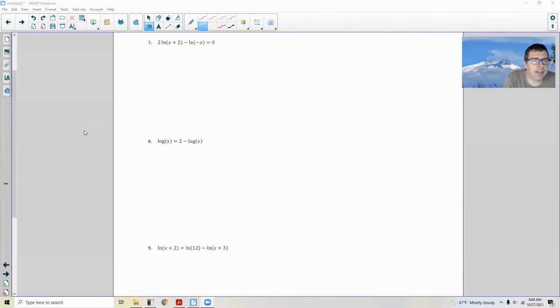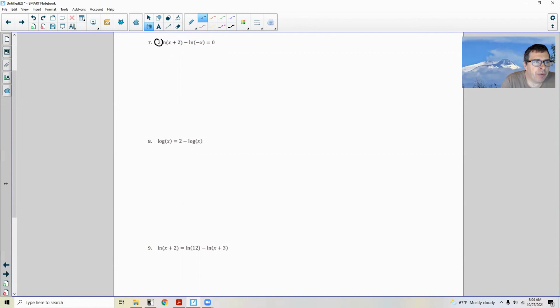Okay, exercise 7. Pause the video, see if you can do this, and then come back. So here we go. We need to be careful here. 2 ln of x plus 2, minus ln of negative x. Okay, so we have 2 ln here, we have 1 ln there. They aren't the same. We cannot do anything with this.